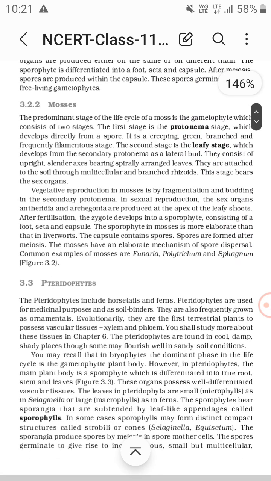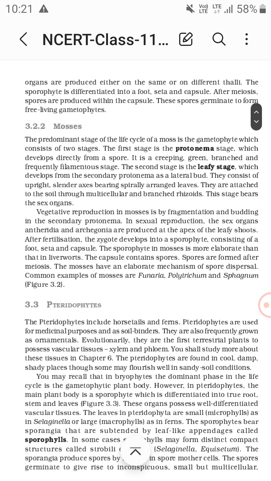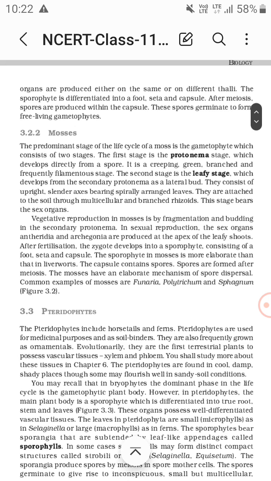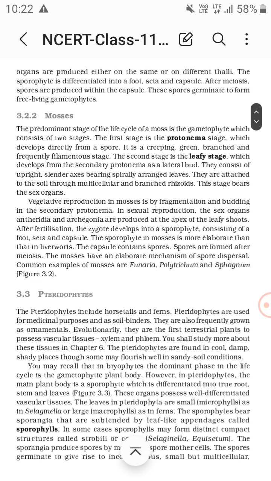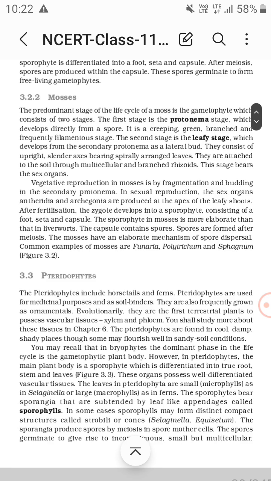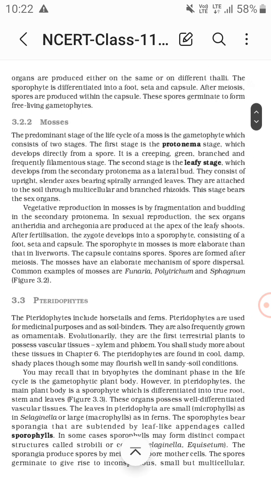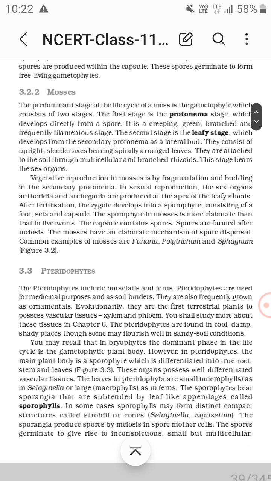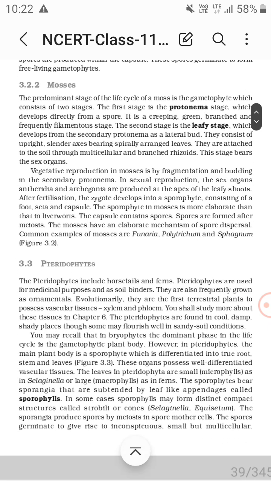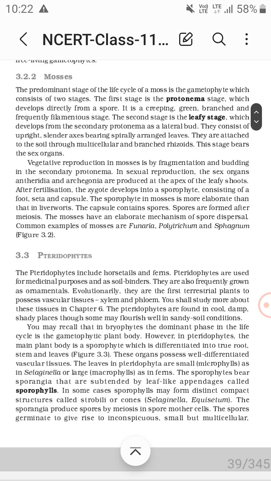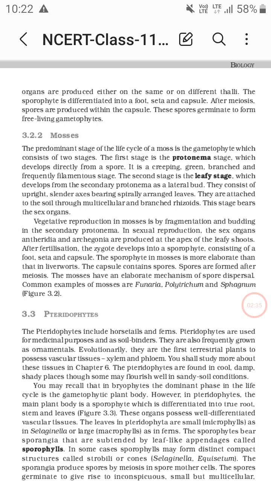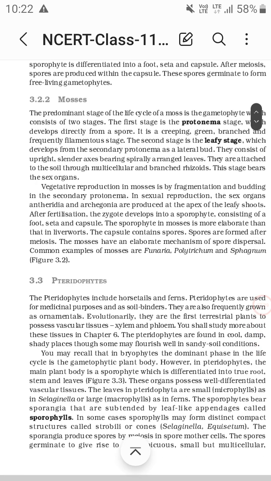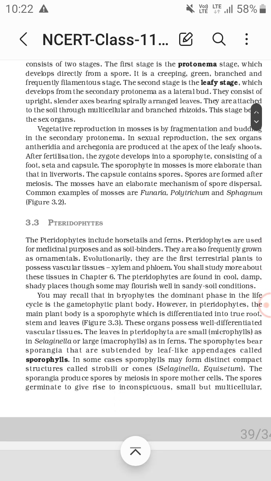Now mosses, we are talking about the mosses. Mosses have two stages, the protonema and the leafy stage. The first stage is protonema, the second stage is leafy stage. The predominant stage of the life cycle of a moss is the gametophyte, which consists of two stages. The first is the protonema stage, which develops directly from a spore. It is a creeping, green, branched and frequently filamentous stage like algae. The second is the leafy stage, which develops from the secondary protonema as a lateral bud. So protonema and leafy stages. Now mosses examples are Funaria, Polytrichum, and Sphagnum.